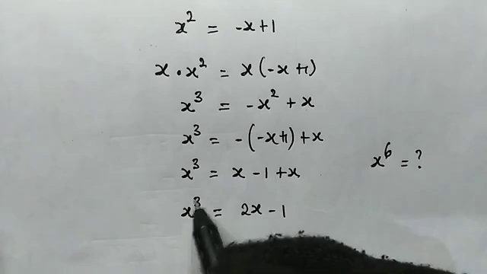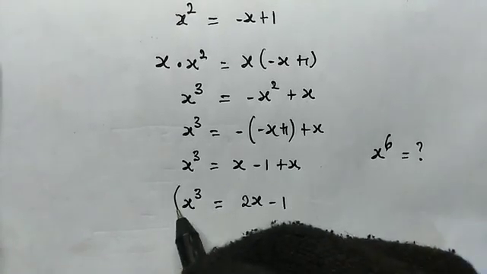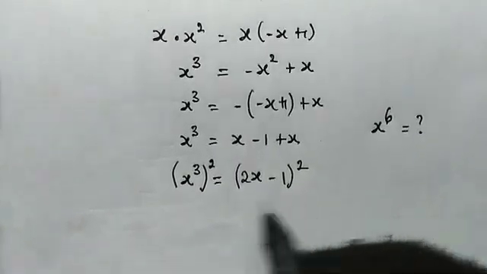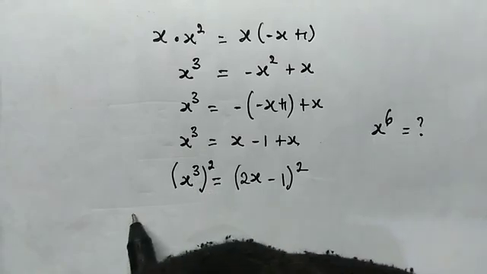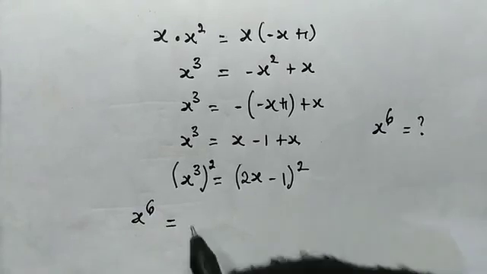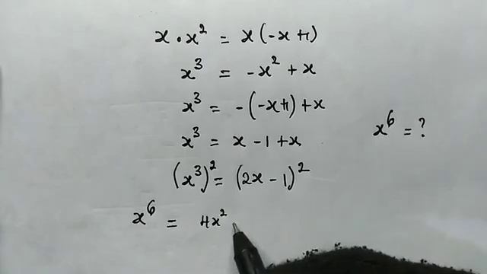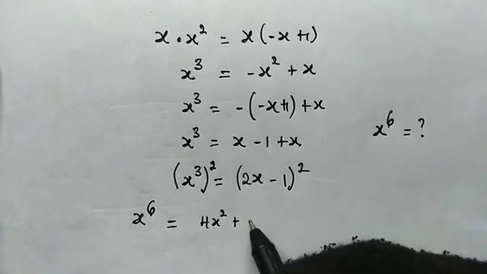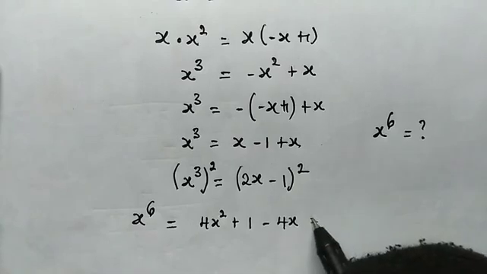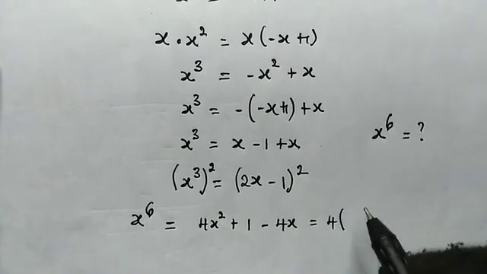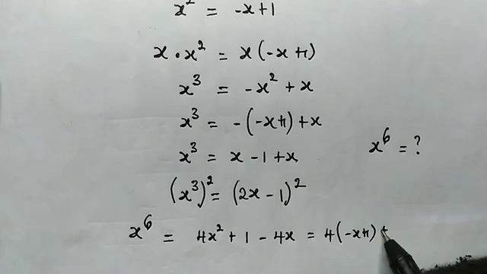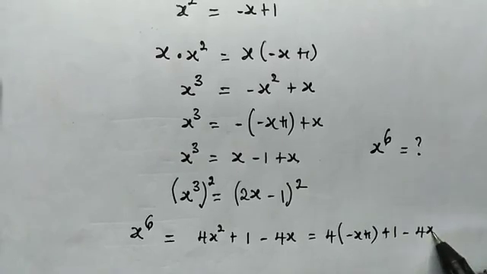Remember we are asked to evaluate x to the power of 6. So how do we get x to the power of 6 from the left hand side? The only option here is to square both sides of this equation. So 3 times 2 is 6, which means on the left we have x to the power of 6, which we are looking for. Squaring 2x gives 4x squared, plus 1 squared is 1, minus 2 times 2x times 1, which is 4x. So this is equal to 4 in bracket x squared, remember the value is negative x plus 1, then plus 1 minus 4x.